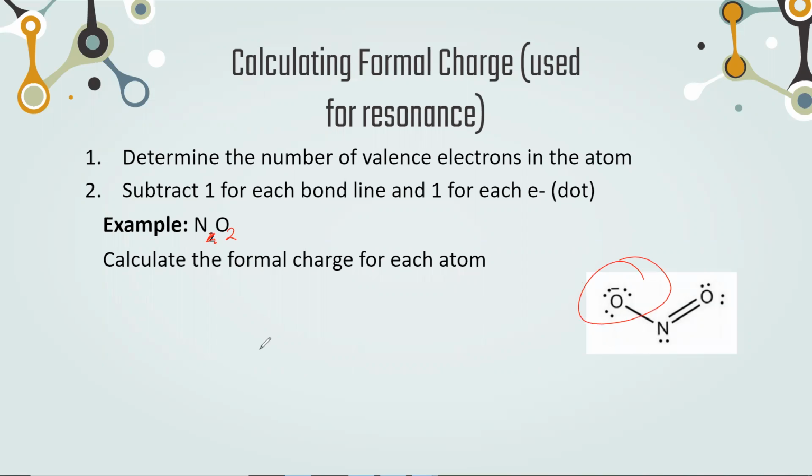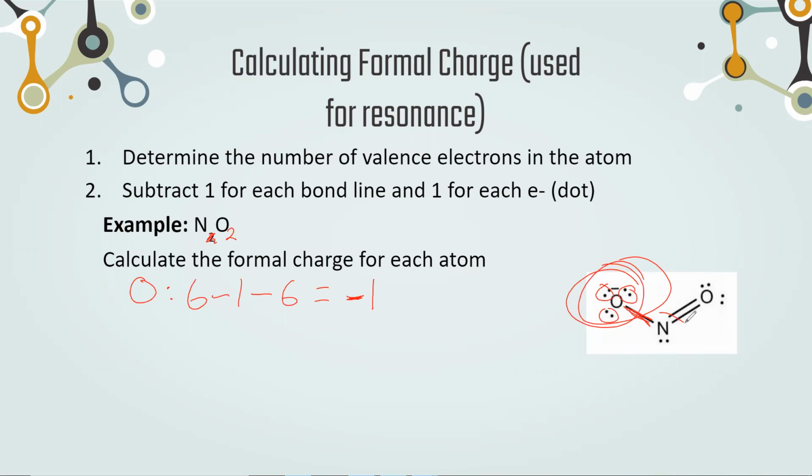With this leftmost oxygen over here, we know that oxygen, based on its group on the periodic table, has 6 valence electrons. We are going to subtract 1 for each bond line that's attached to it. You can see this one single bond coming off of it. We're going to subtract 1 for each dot. So we have 2, 4, 6 dots over here.